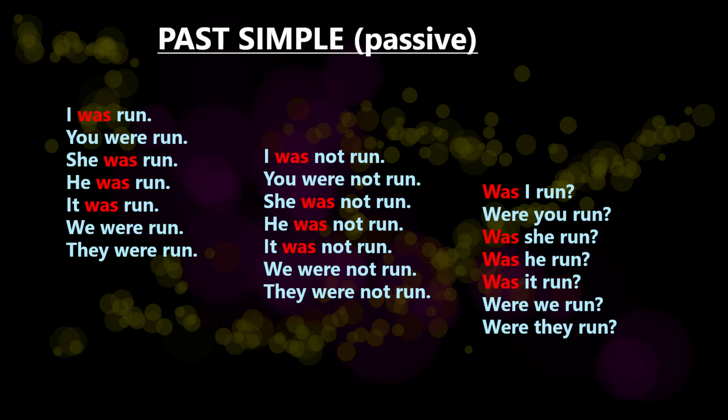Past simple, passive. I was run. You were run. She was run. He was run. It was run. We were run. They were run.